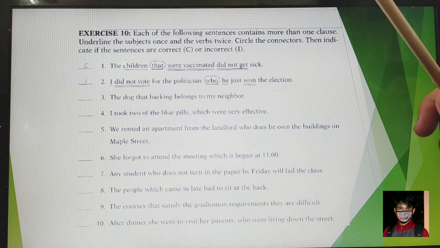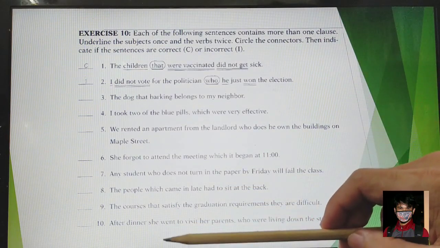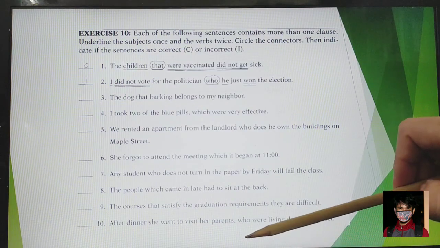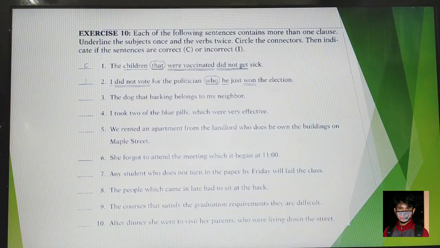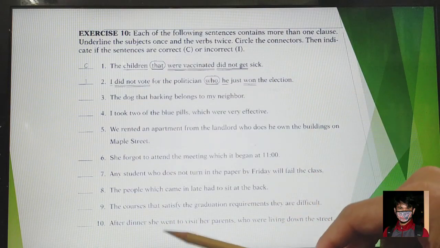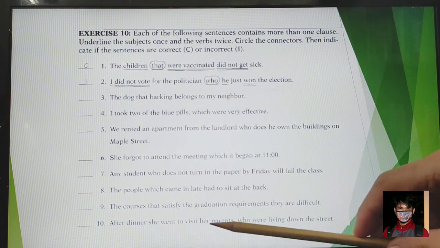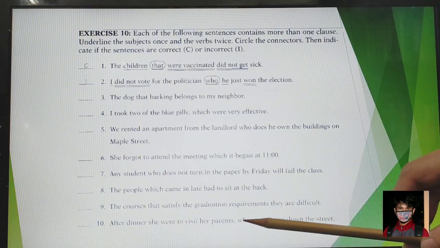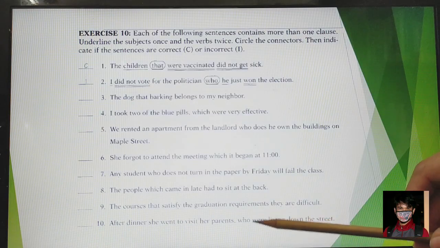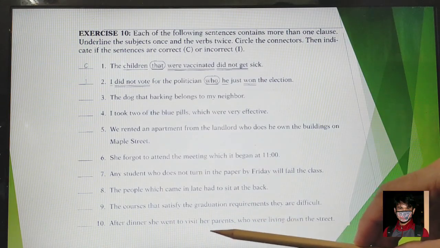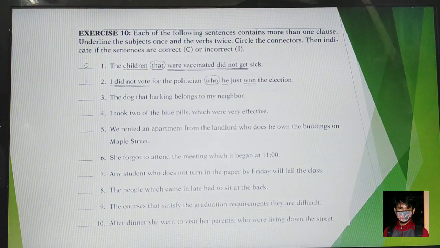For number 10, we have, after dinner, she went to visit her parents who were living down the street. Is it correct or incorrect? She went to visit her parents who were living. Who were living relates to her parents. So the sentence is correct.